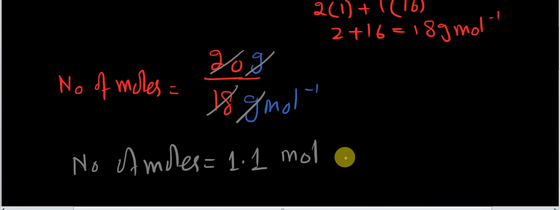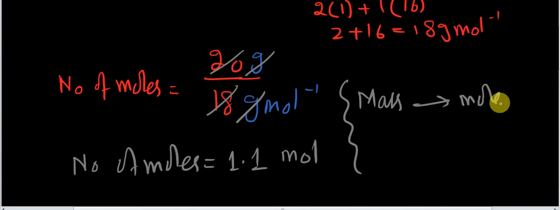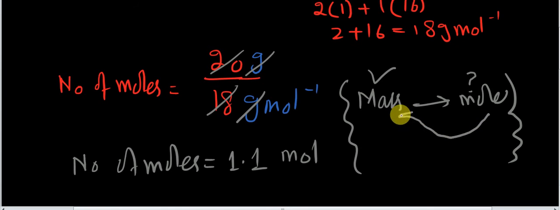Actually, this is the mass mole conversion. In this question, you converted the mass into mole. Mass is given, and from the mass you found the mole. In the next question, we will do the opposite. In this question, you found the moles from the mass, and in the next question, mole is given, and you will find the mass. So moving to the next question.